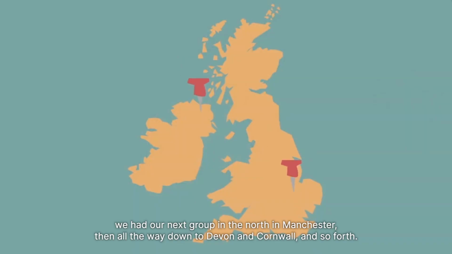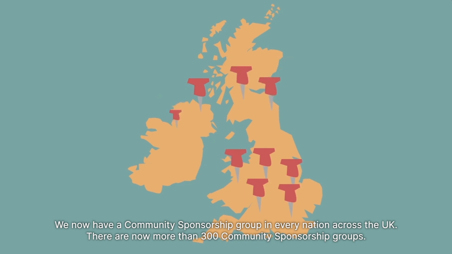Once this family was welcomed to London, groups started cropping up all over the country. We had our next group in the north in Manchester, then all the way down to Devon and Cornwall and so forth. We now have a community sponsorship group in every nation across the UK. There are now more than 300 community sponsorship groups.